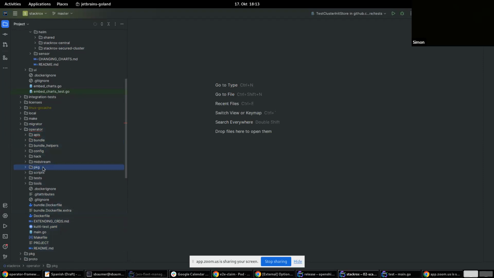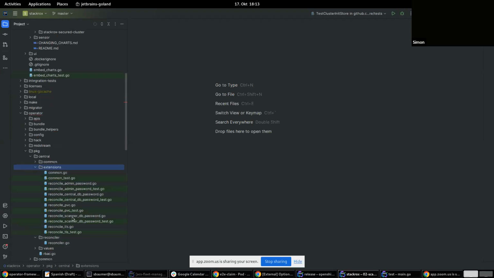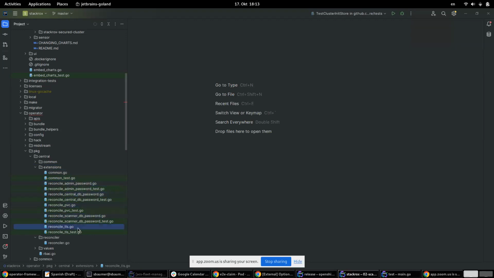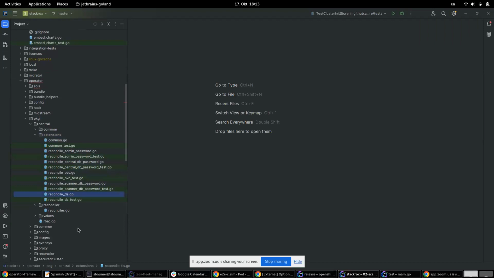The reconciler of the Helm operator plugins applies the Helm chart, and there are some extension points around it. We could go into, for example, central, that's our control plane. We see here a bunch of extensions which run before or after a Helm install. For example, the admin password is something we generate for the user, and the central DB password. These are pretty minor things. Are they a pre-install hook equivalent? They're the equivalent of that, yes. That would be a pre-install hook, for example. Okay.